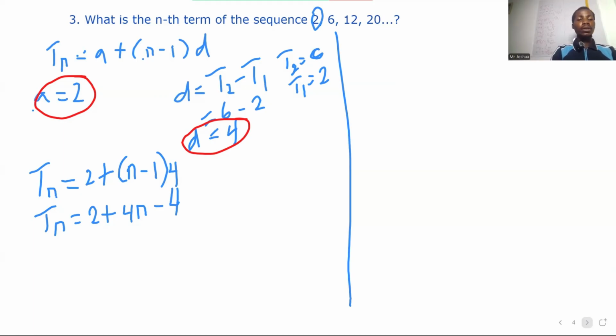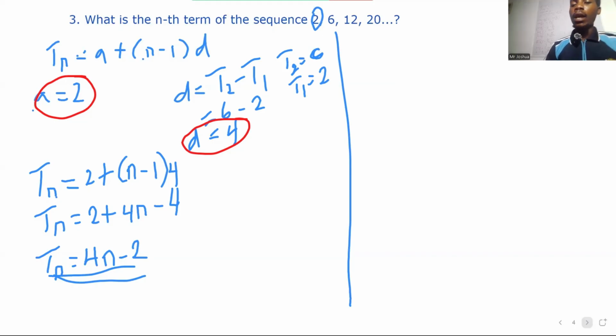And then what are we going to have? Let's simplify for that. We have 4n, and 2 minus 4 is going to give us minus 2. So our final answer for this question is going to be 4n minus 2. That means our nth term for this sequence is 4n minus 2.